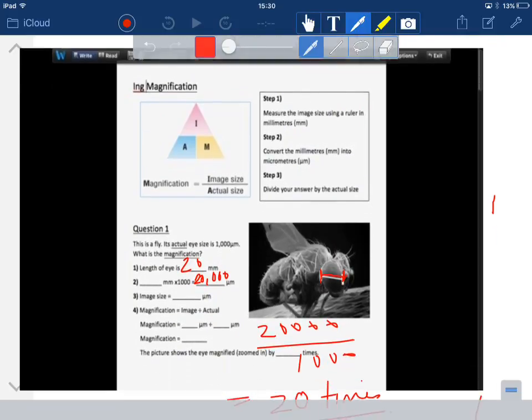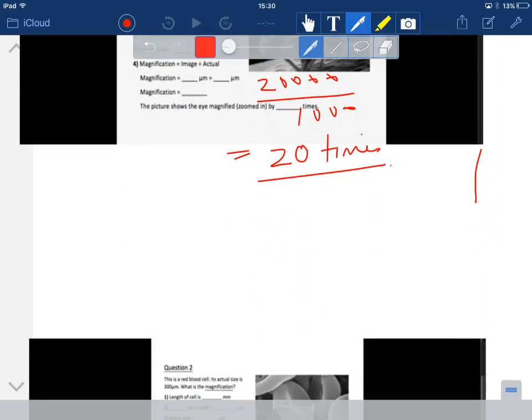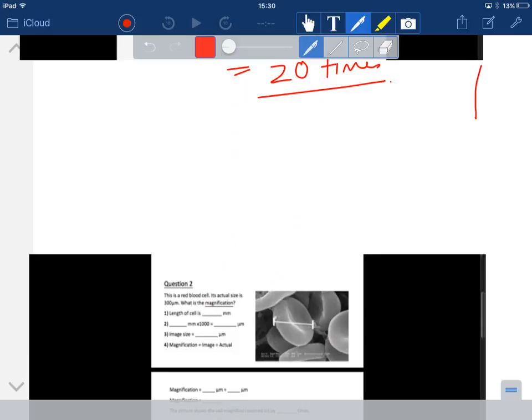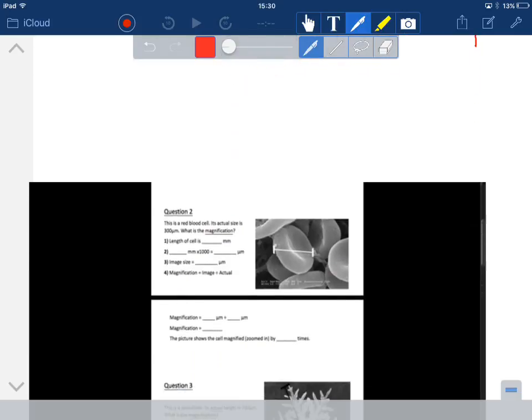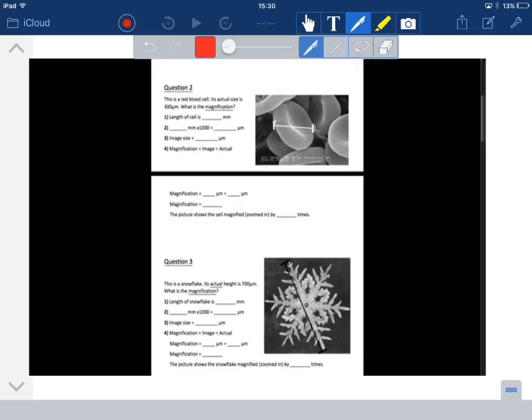The next question, we've got a red blood cell whose actual size is 300 micrometers. So we've got 300 micrometers. And so we need to convert the size that we see into micrometers. And if you measure this, it comes out at 40 millimeters. And so 40 millimeters, in order to convert it to micrometers, is 40,000.